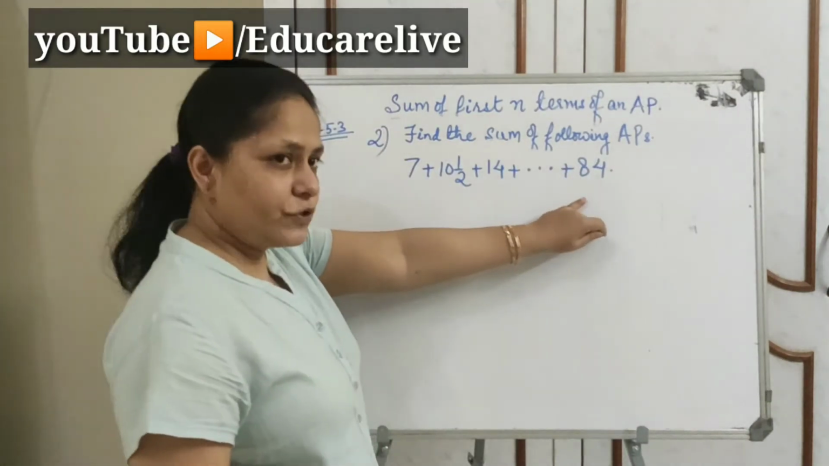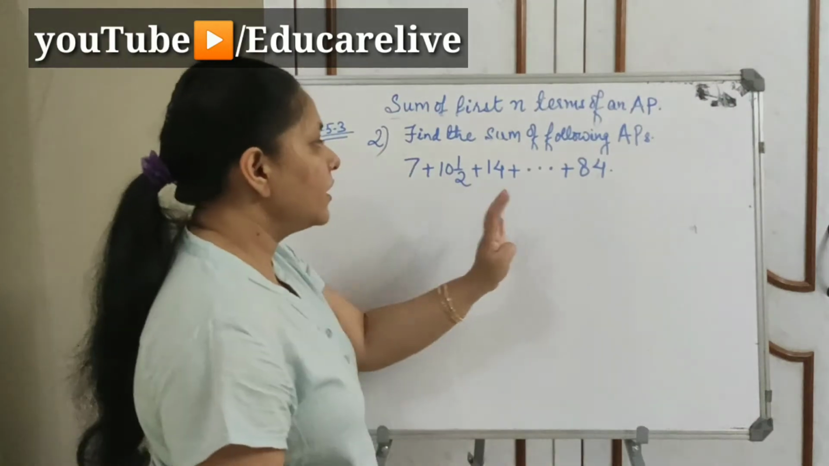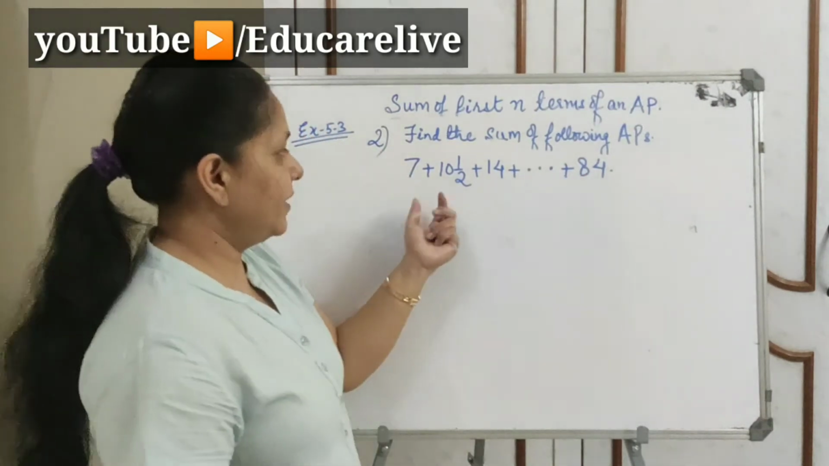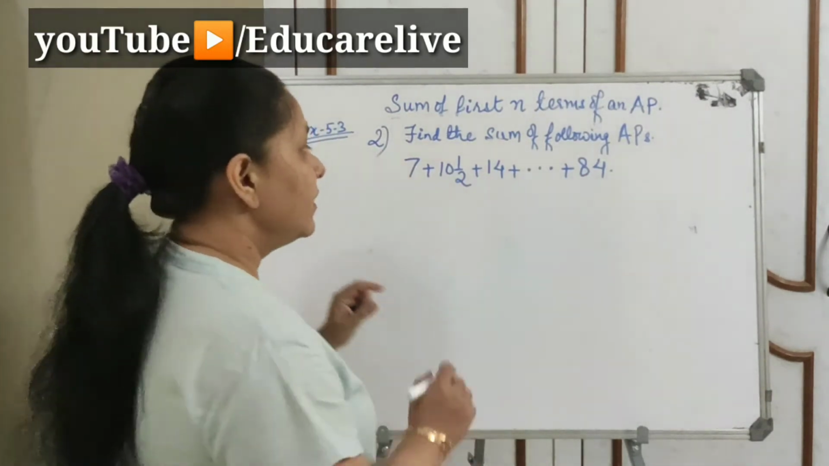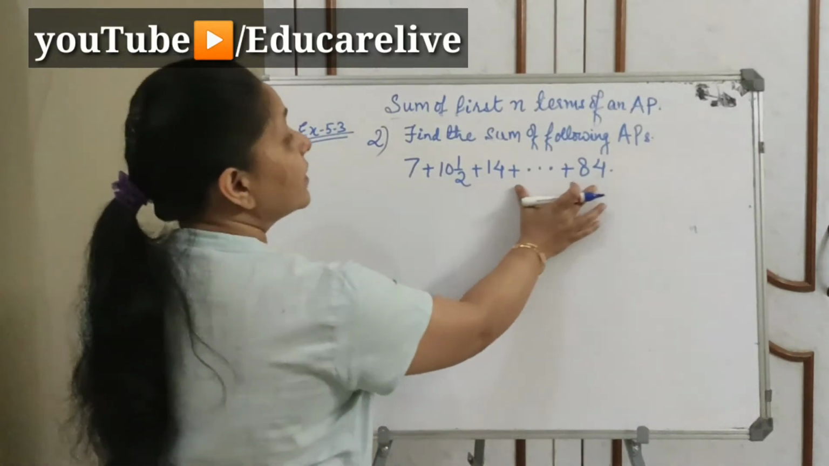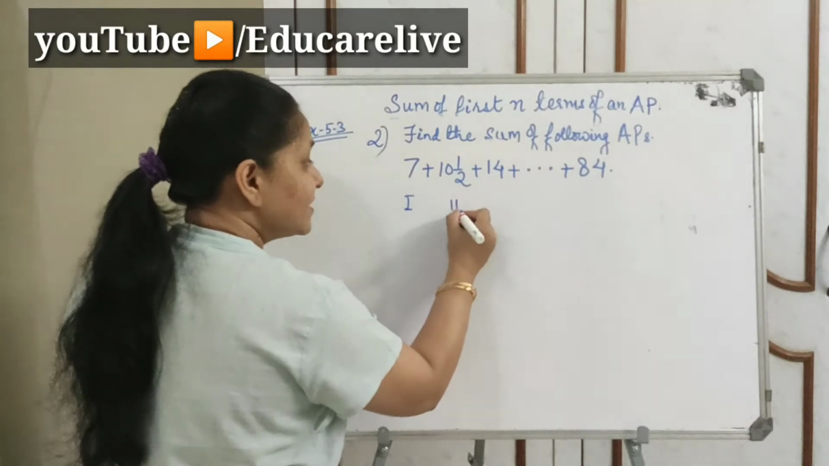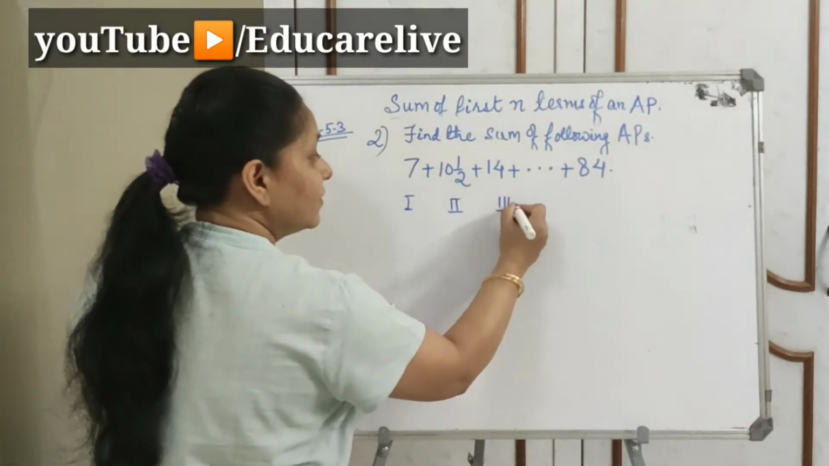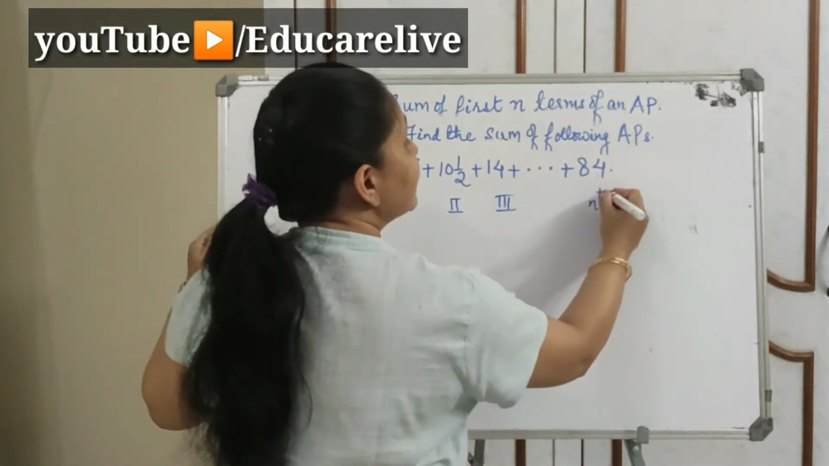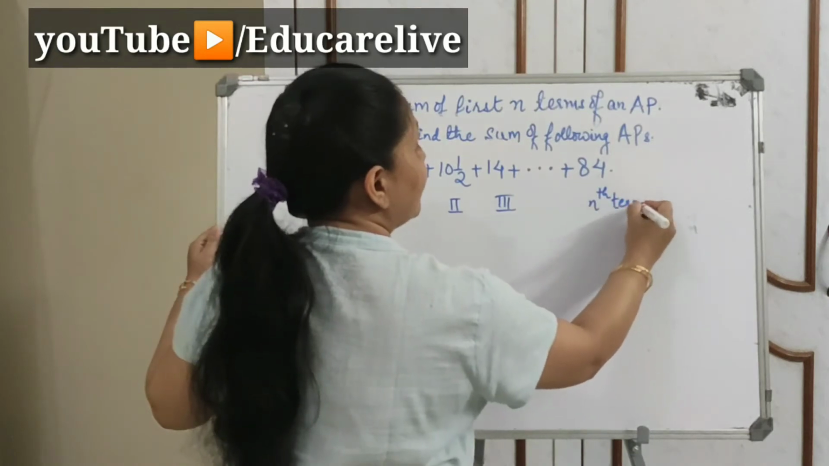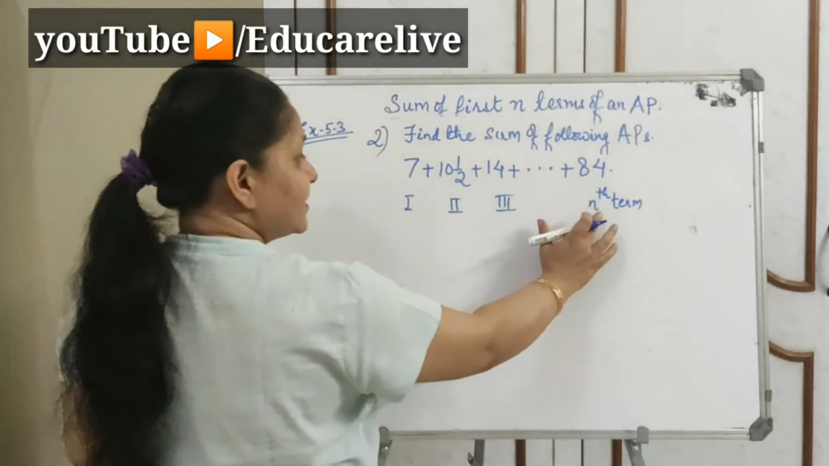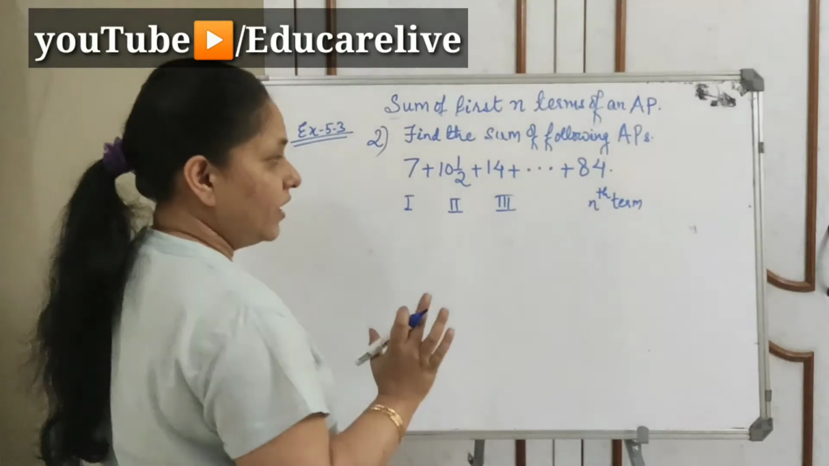It is an AP for sure, but here it is not given how many terms there are. That means we don't know n. Okay, so this is the first term, this is the second term, this is the third term. Let us consider that this is the nth term of an AP.